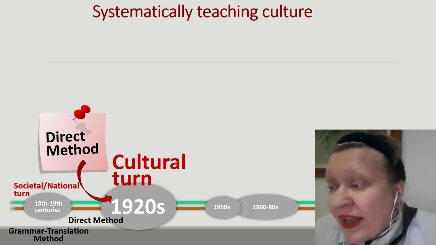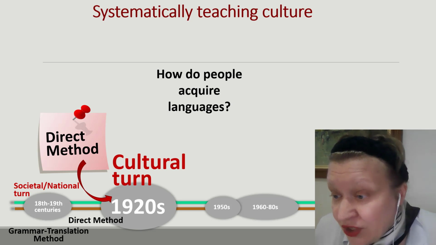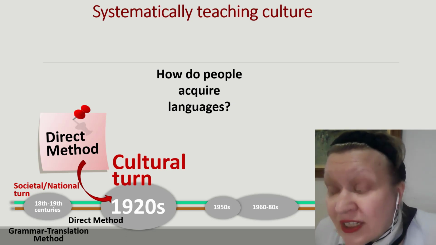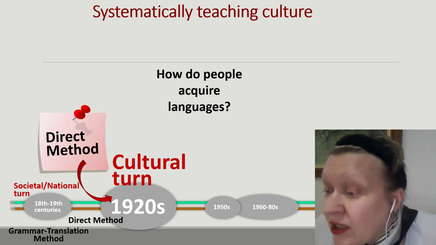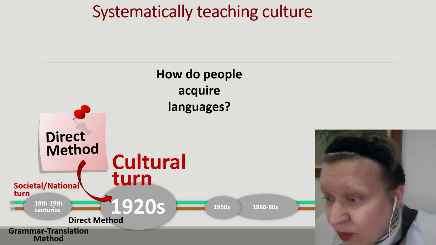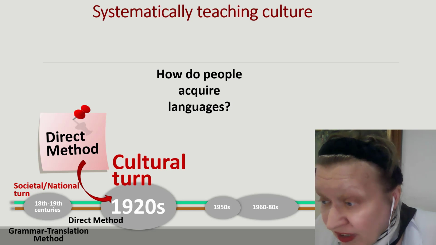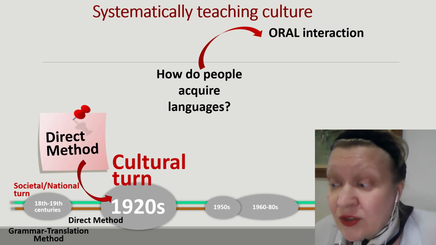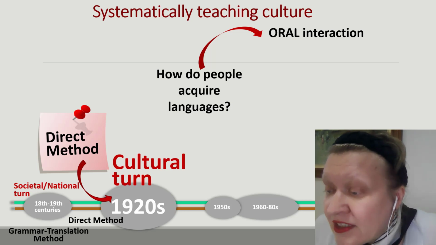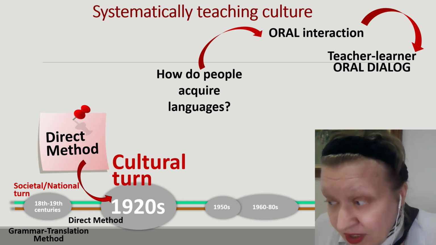It was a time when educators started questioning the nature of second language acquisition and therefore the principles of second language teaching. They argued that second language teaching must support the natural language acquisition mechanism. Since natural language acquisition is based on oral interactions with others, the direct method prioritized oral proficiency and recommended teacher-learner oral dialogue as a central learning activity.